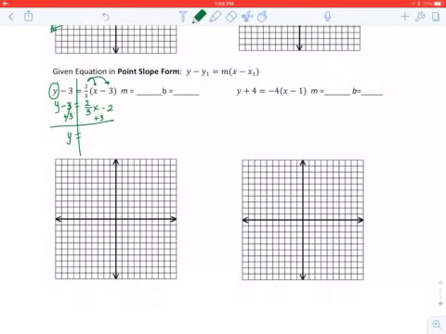I can't add the 2/3 x to the 3 because they're not like terms. So I carry down the 2/3 x, but this -2 and this +3 I can put together because neither of them have a variable.